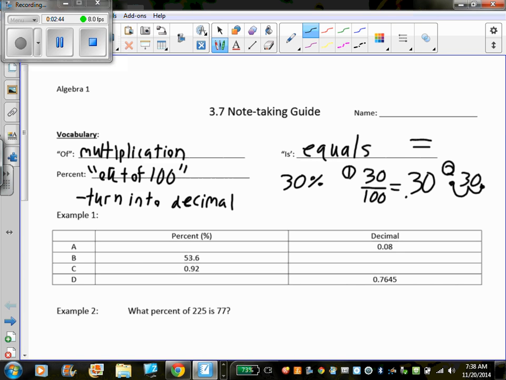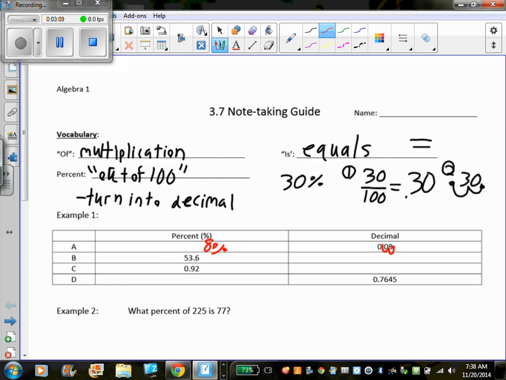So looking down here at example 1, part A, we need to find the percent from that decimal. Well, to go from decimal to percent, you could either multiply by 100 or move the decimal place over 2. So, to the left, to the right, I mean. So 1, 2, we see that that becomes 8%.